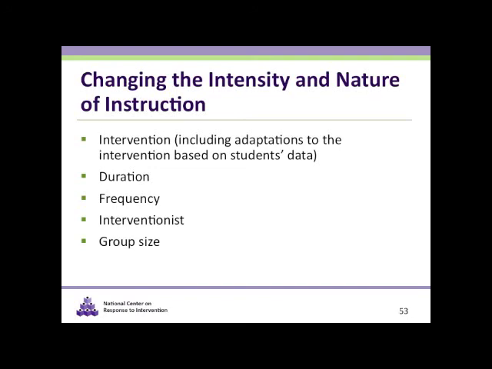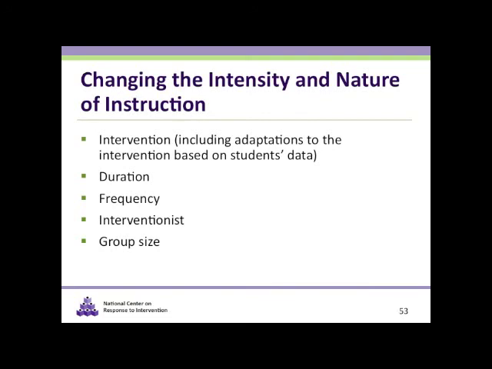There are 5 main approaches to changing the intensity of an intervention. The first is to change or supplement the intervention itself. In cases where the current intervention is believed to be ineffective for a student, the team may consider selecting a different intervention. However, this may not always be necessary. If student data indicate a student is making some, but not necessarily adequate progress, the team may decide to change the intensity of support by manipulating one or more factors of the intervention or adding additional instructional strategies to supplement the existing intervention.